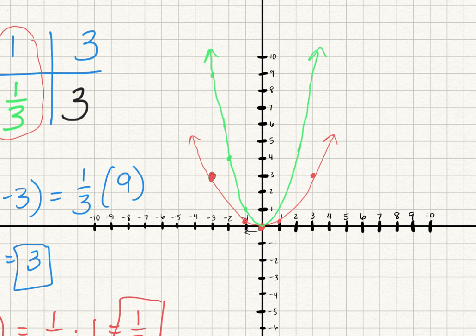Anyone? What do you think, Janessa? What's that? The green one's longer. Yeah, the green one's longer. The red one's wider, right?